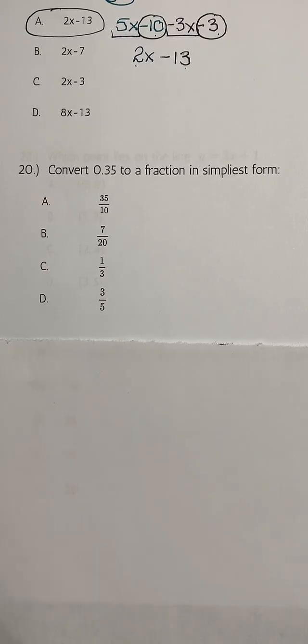All right. So we're going to convert 35 hundredths to a fraction in its simplest form. So is it A, 35 over 10? Is it B, 7/20? Is it C, 1/3? Or is it D, 3/5? Okay, so we got some A's, we have some B's.